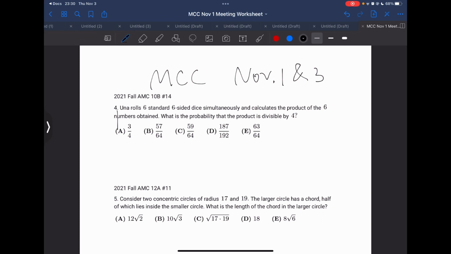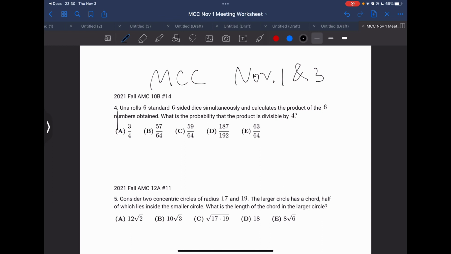So the questions are from AMC 10 and 12, so they are pretty hard. Don't feel worried if you didn't get them correct at the first attempt. And I will start with the fourth question.